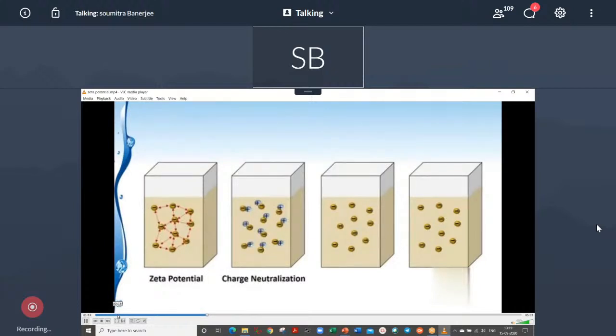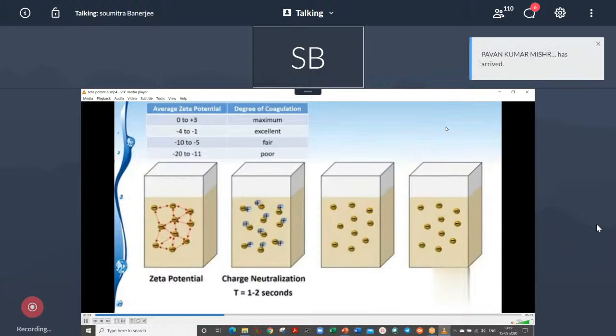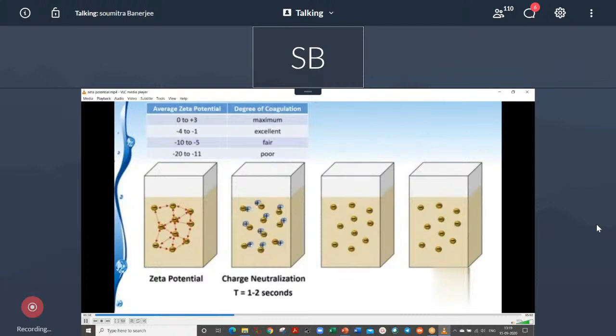So once we rapidly mix the coagulant in the solution, within 1 to 2 seconds, we've achieved charge neutralization. And there's different degrees of coagulation. This is how we classify the extent or the degree of coagulation, and it's based on the zeta potential. Here you can see this chart in the upper left-hand corner where we have the different degrees of coagulation being maximum, excellent, fair, and poor.